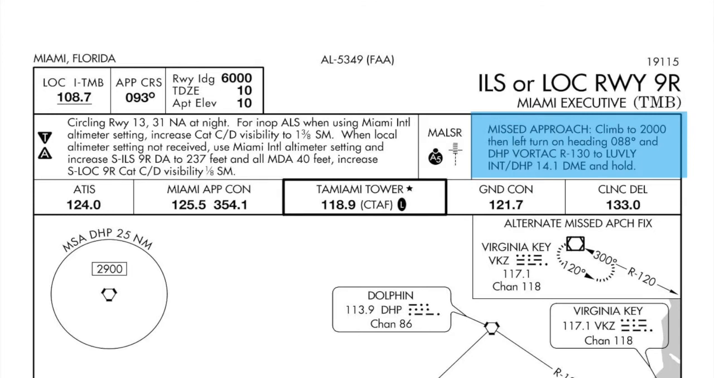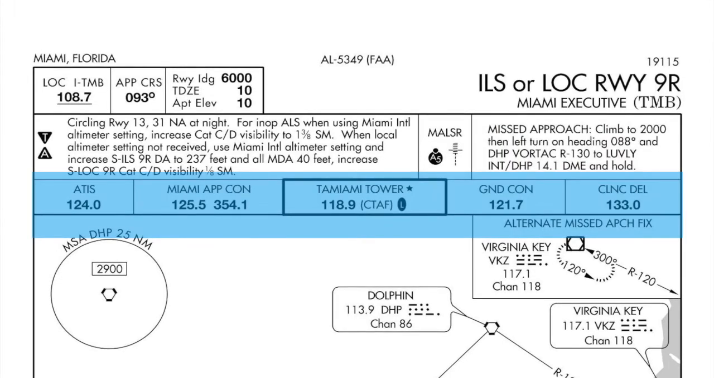Now you're going to have a textual version right there on the top right-hand corner underneath the title of the approach plate that tells you how to execute the missed approach. So the missed approach procedure is going to be climb to 2,000 and then a left turn on a heading of 088 and intercept the Dolphin VOR radial 130 to Lovely. And then you're going to hold at 14.1 DME there, which should be the hold at Lovely, and that's depicted in the plan view down below.